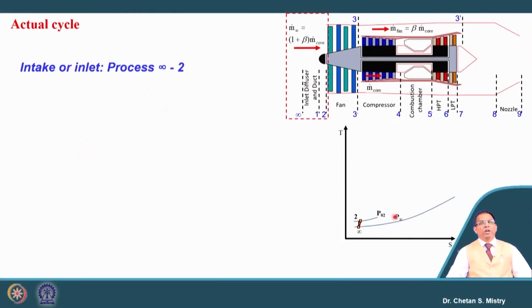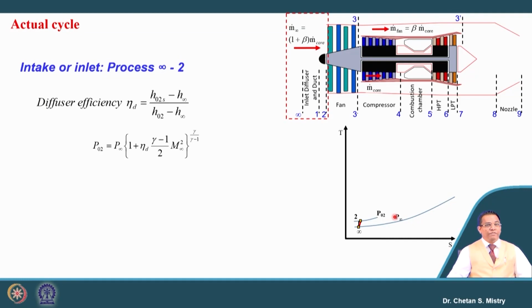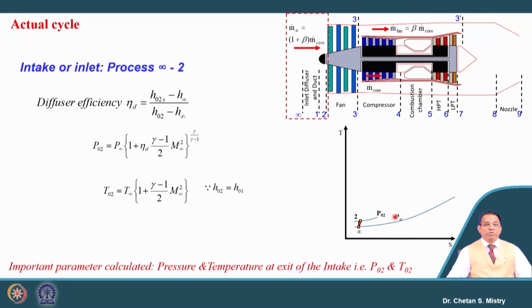Okay. So, let us look at the processes. Now, we have all our components. The very first component we have is our inlet. For this inlet, we know we have our inlet efficiency, or diffuser efficiency. Based on this diffuser efficiency, we can calculate our exit total pressure. We also know our temperature at the exit of the intake, because we are considering that process as an adiabatic process. So, we will be able to calculate our exit pressure and exit temperature from the intake. These things are known to you.